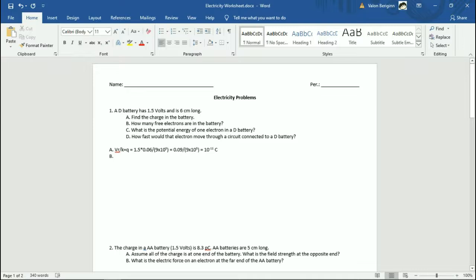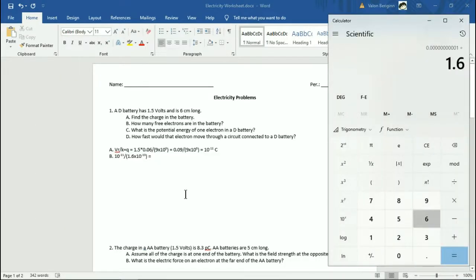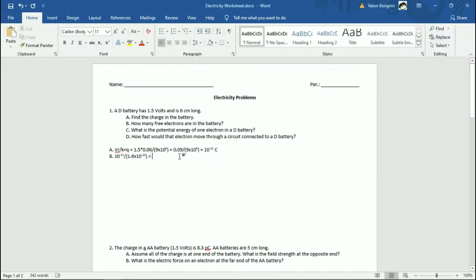So how many electrons is that? We have our total charge, which is 10 to the negative 11, and we know the charge of 1 electron is, well, the negative of this, but it doesn't matter in this case, 1.6 times 10 to the negative 19. So you're just going to divide by that. The charge in the entire battery divided by the charge of 1 electron will tell us how many electrons that is. So divided by 1.6 times 10 to the negative 19. There we go. So 62,500,000 electrons.